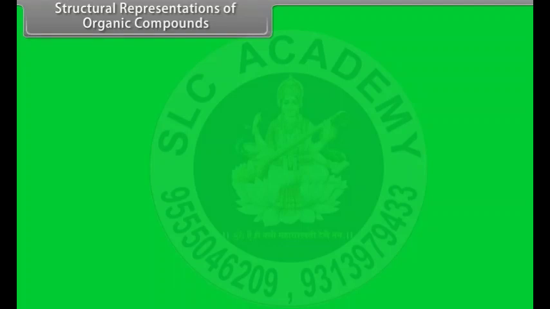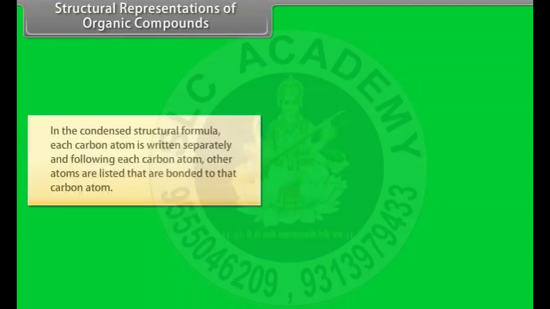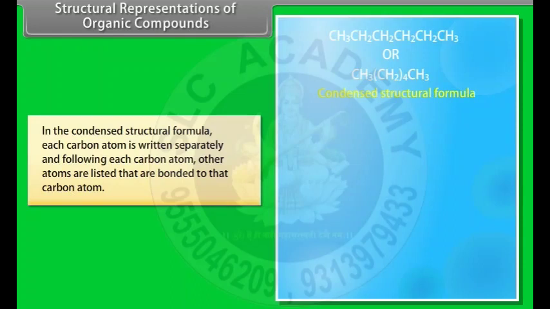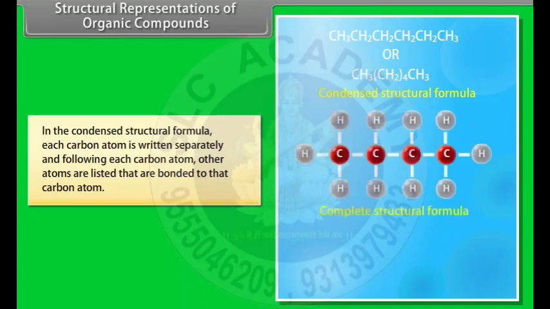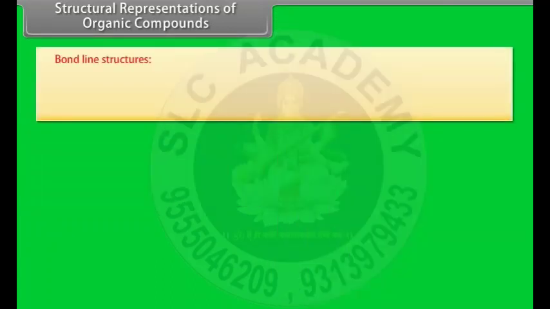Structural representations of organic compounds. In the condensed structural formula, each carbon atom is written separately, and following each carbon atom, other atoms are listed that are bonded to that carbon atom. For example, complete structural formula. Its condensed structural formula can be written as shown.